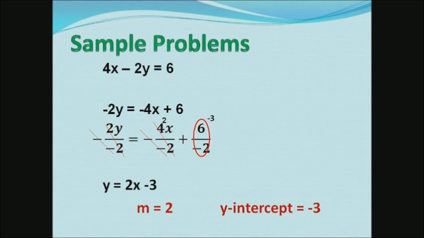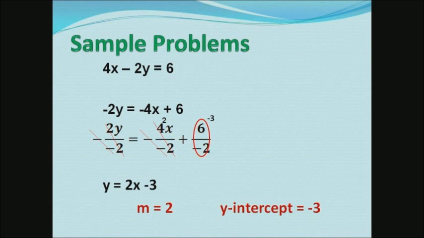So as you can see, ang natira na lang sa left side ay y. So we have now a term on the right side of the equation. We have a term with the variable x and then a constant. So the coefficient of our x is 2. That is our slope, our m. So that means our slope is the coefficient of x, that is 2. So our m is equal to 2.